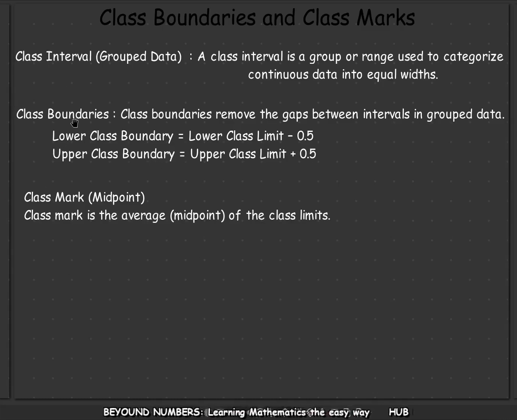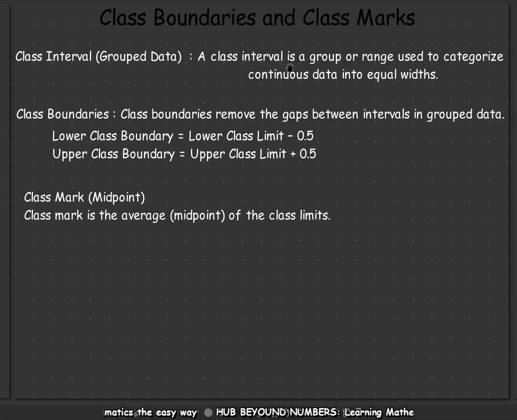The first thing I would want you to know before we pick an example and learn from it is what an interval is. When we talk of a class interval of grouped data, a class interval is a group or range used to categorize continuous data into equal widths. So let's say your data is on the marks of students in a class, and you know for examination marks, we use from 0 to 100. But you can't get the data for every mark.